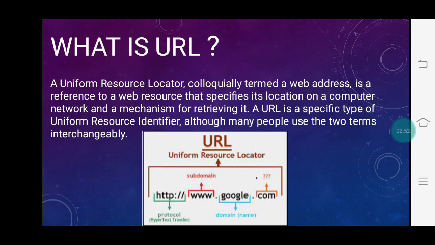So a URL is mainly used to point a web page, a component of a web page or a program on the website. So the URL consists of domain name and the path of the file. A URL is the specific type of uniform resource identifier, although many people use the two terms interchangeably.